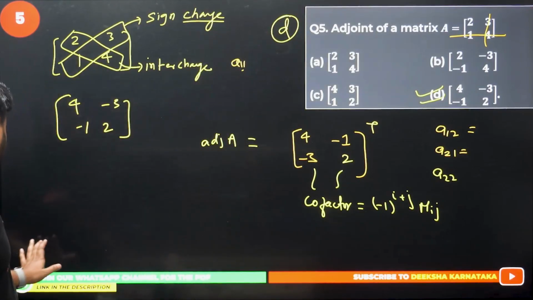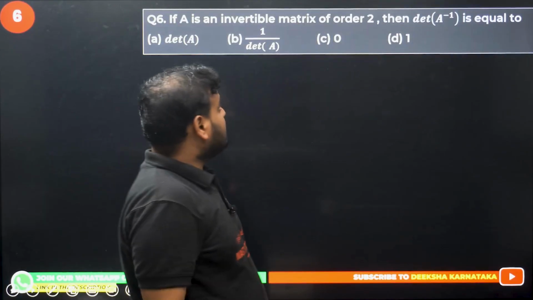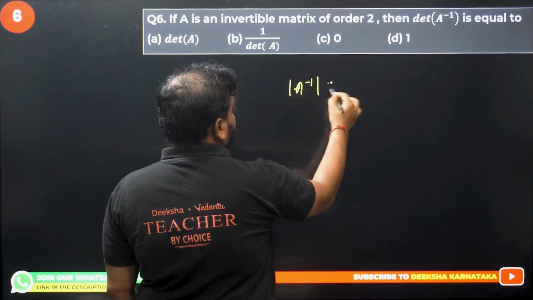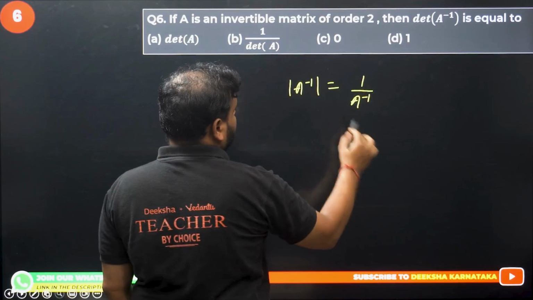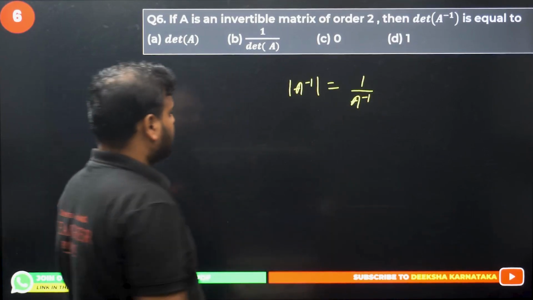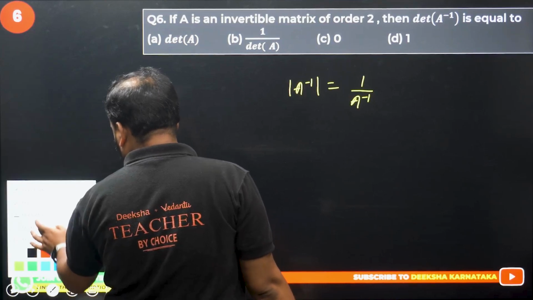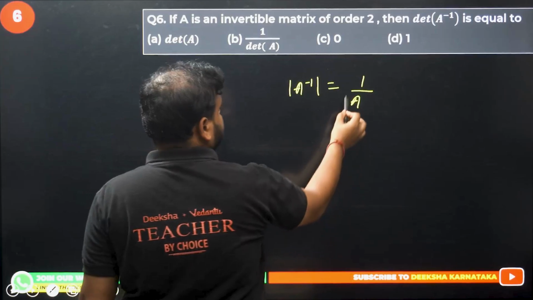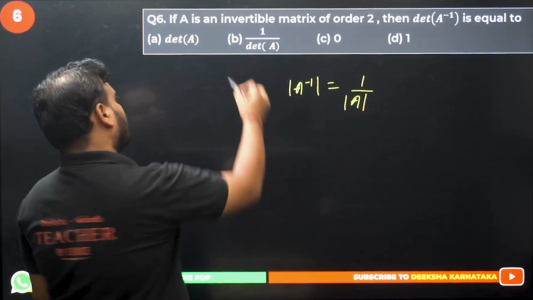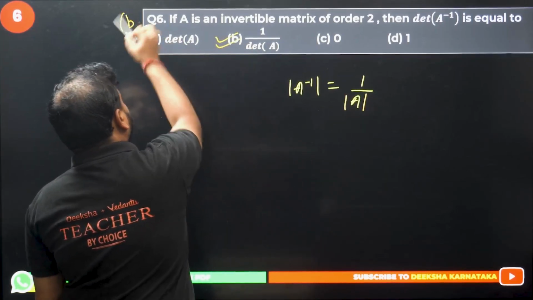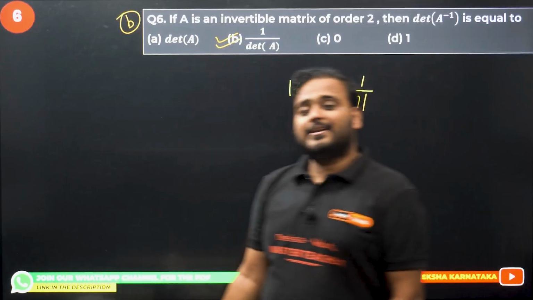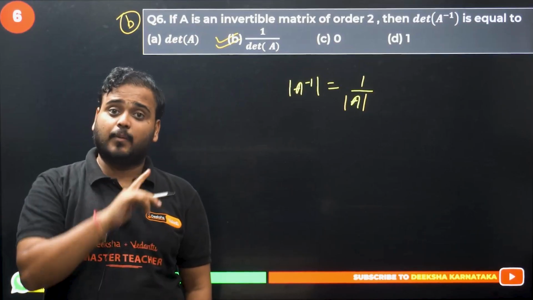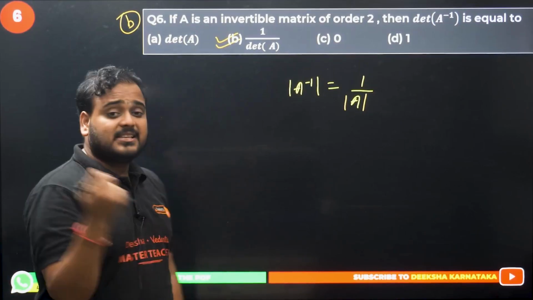Question number 6 now. If A is an invertible matrix of order 2, it's a property, right? Okay, this is a property. 1 upon determinant of A, sorry, not inverse, 1 upon determinant of A. That's your answer. So option B is the correct choice. These are the properties, but yes, they are very much relevant. It can be asked in the examination. Either this property will be asked or a question on this property can be asked. So in both cases you have to remember the property.